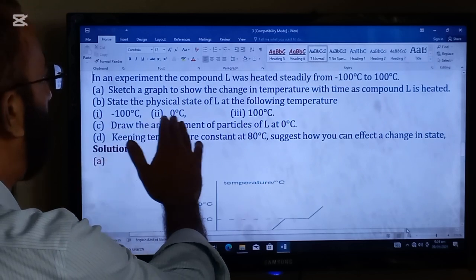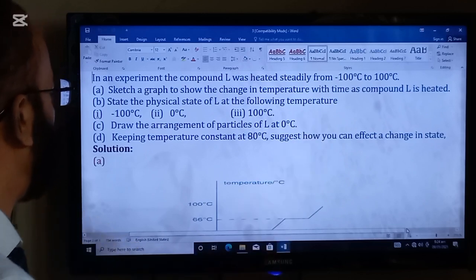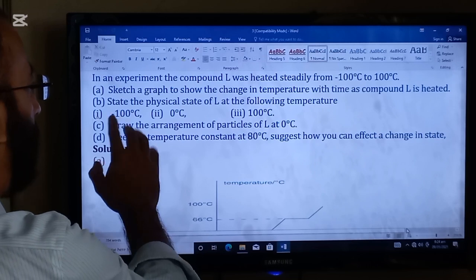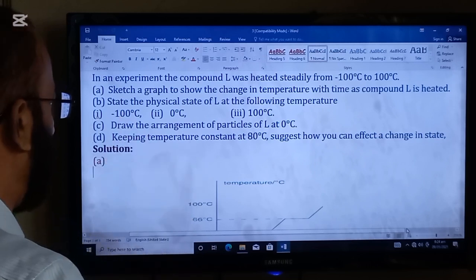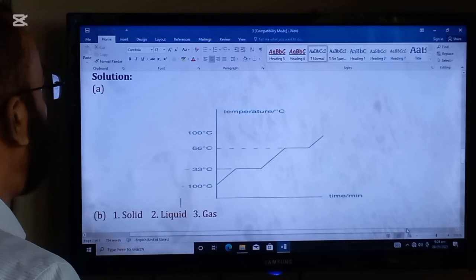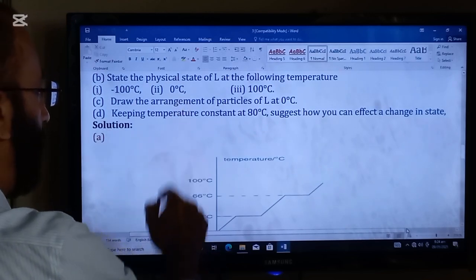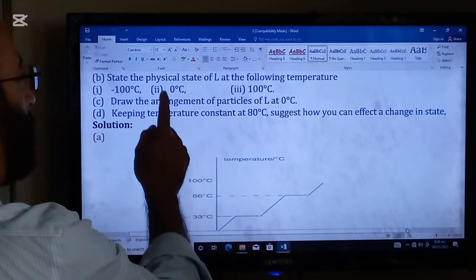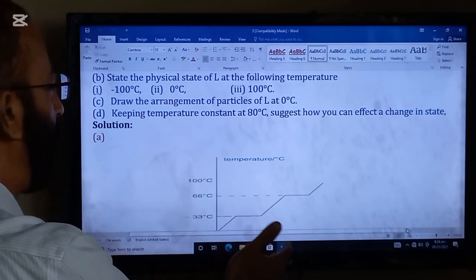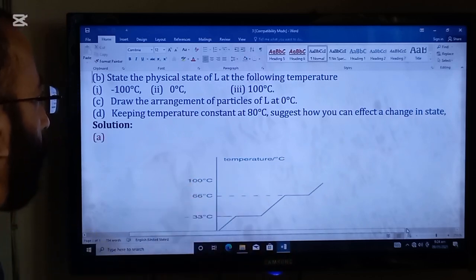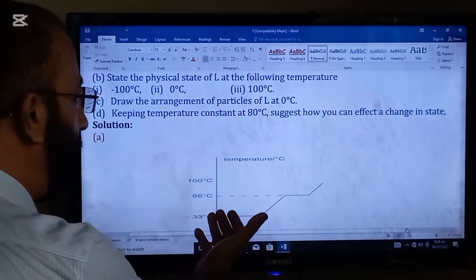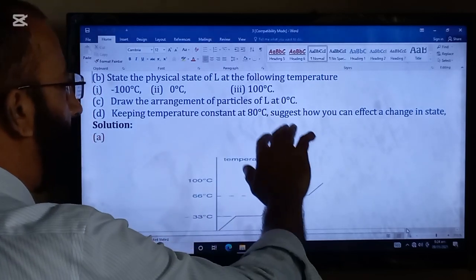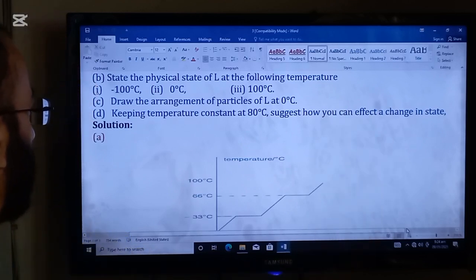B part is to state the physical state of L at the following temperatures: -100 degrees C. At -100 degrees C, the compound will be a solid. At 0 degrees C, because -33 degrees C is the melting point of the compound, the compound will be in a liquid state. And 66 degrees C is the boiling point of the compound, so at 100 degrees C, the compound will be in a gaseous state.